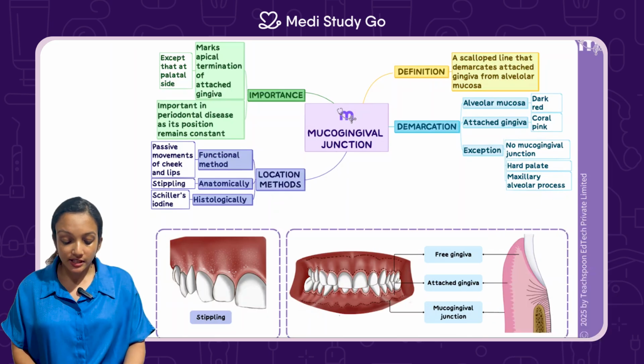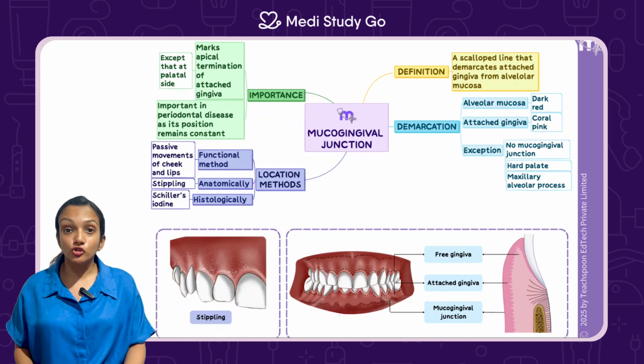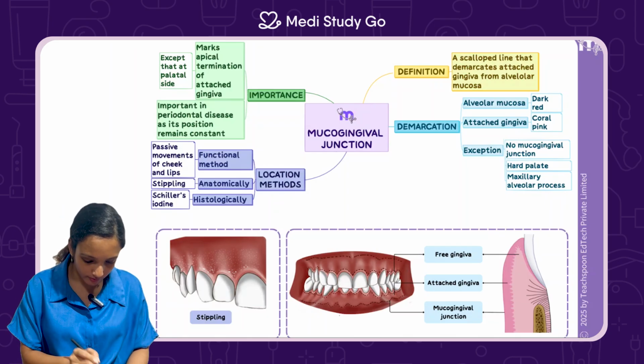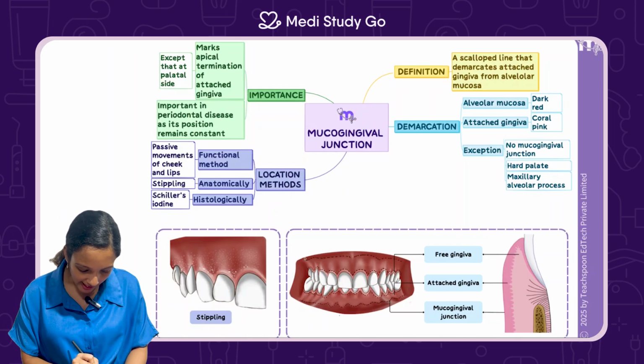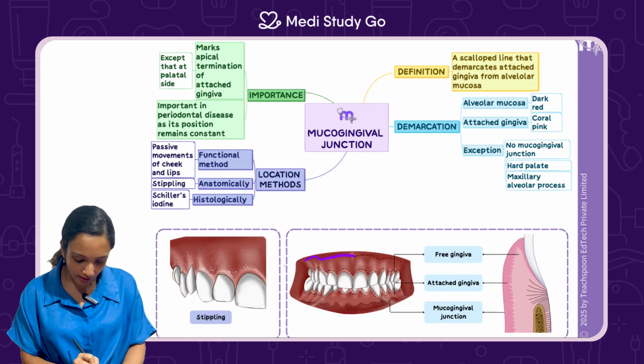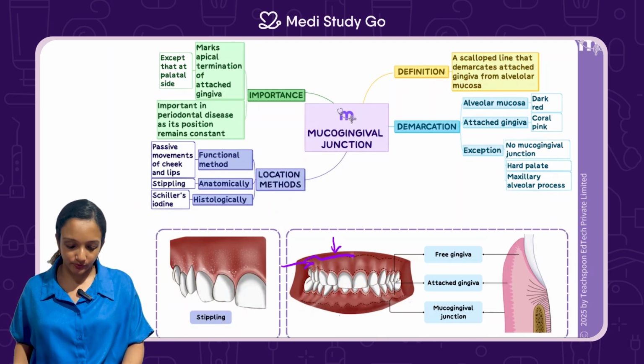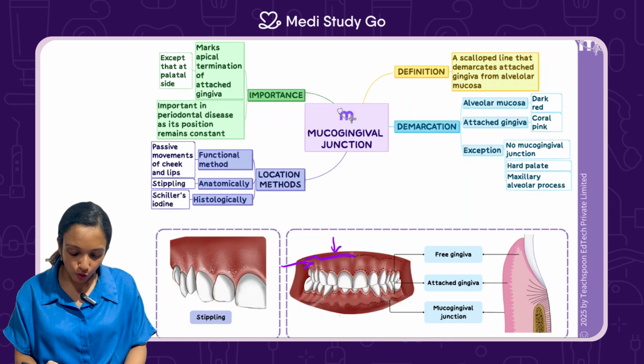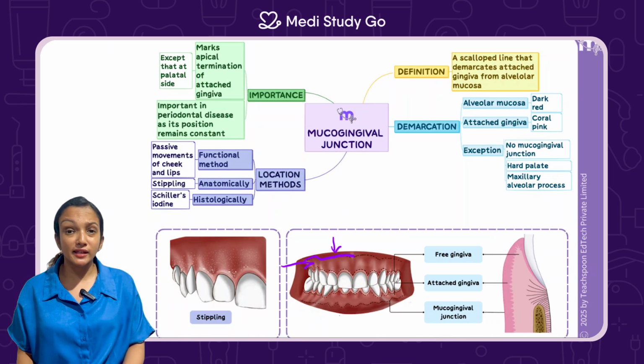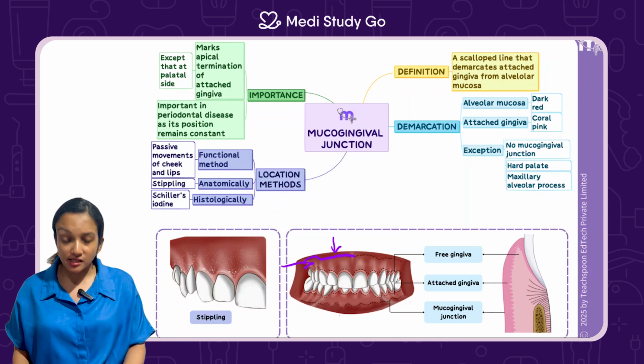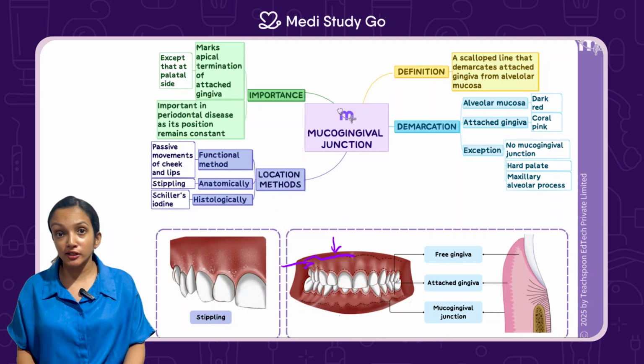So we begin with the definition. What is a mucogingival junction? This scalloped line demarcates the attached gingiva from the alveolar mucosa. If you look at the demarcation and at the alveolar mucosa, it is dark red in color. It has a smooth surface and it is non-keratinized.